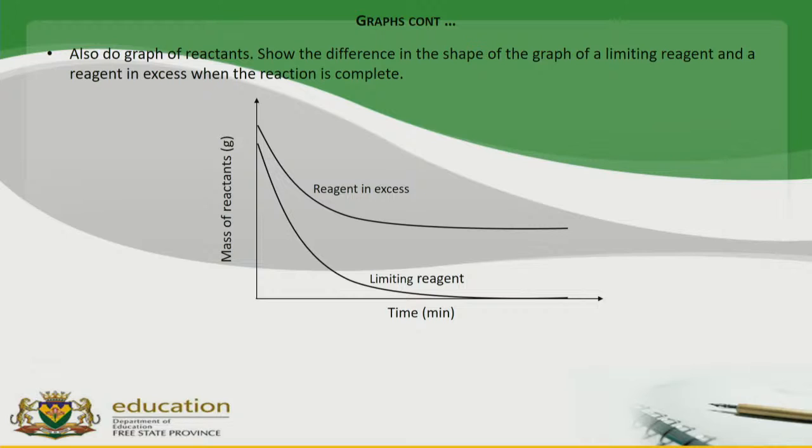But you can see we started somewhere at the top, and then it reacts, it gets used. After some time, we are going to have a horizontal line there showing that the reaction is complete. Why is the reaction complete? Because the second reactant has been used up. How do you see that it has been used up? You can see it has reached the x-axis, meaning there's no mass left. It means nothing of that reactant is left.